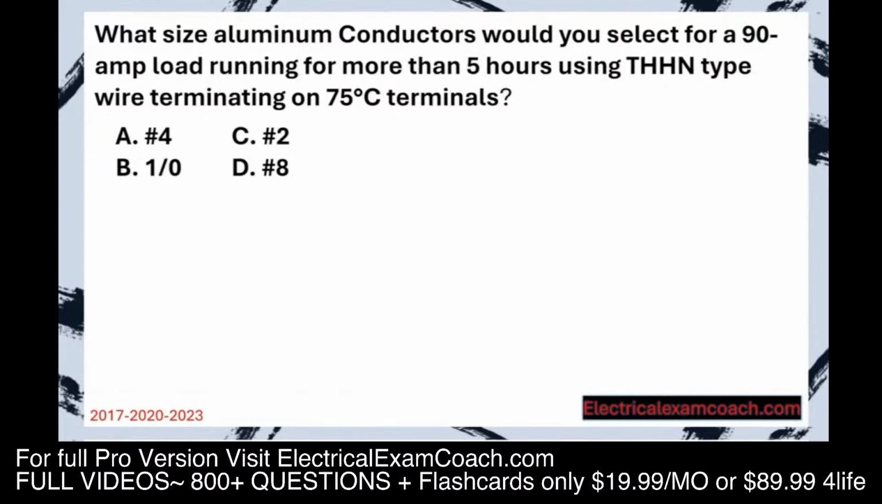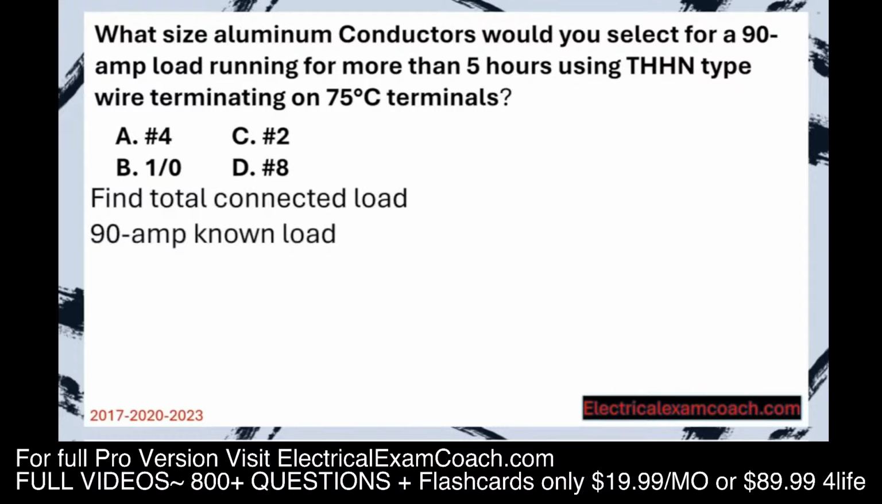What size aluminum conductors would you select for a 90 amp load running for more than 5 hours using THHN type wire terminating on 75 degree C terminals? Step 1, find the total connected load. Well, our starting known load is going to be 90 amps, but we must check for demand factors.